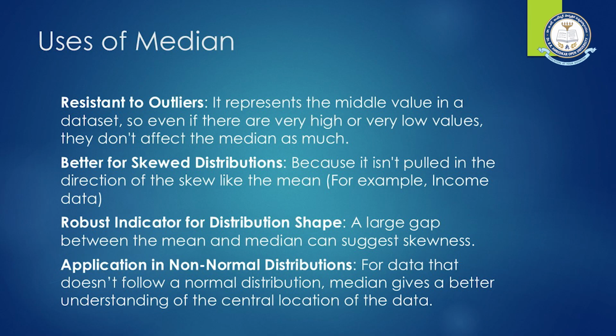It is better for skewed distribution. Skewed distribution, when outliers are there, it is called skewed distribution. Hence, if the distribution is skewed, median is the best possible average. It is not pulled in the direction of the skewness like the mean. It is a robust indicator of distribution shape.